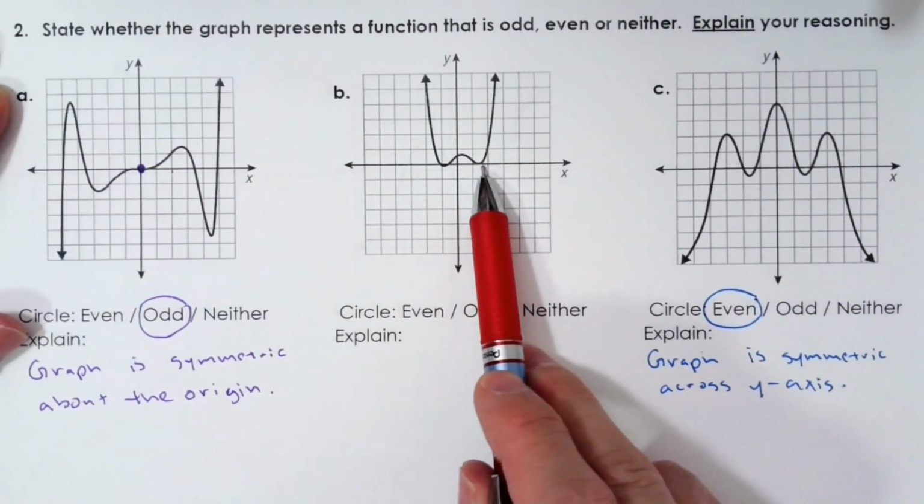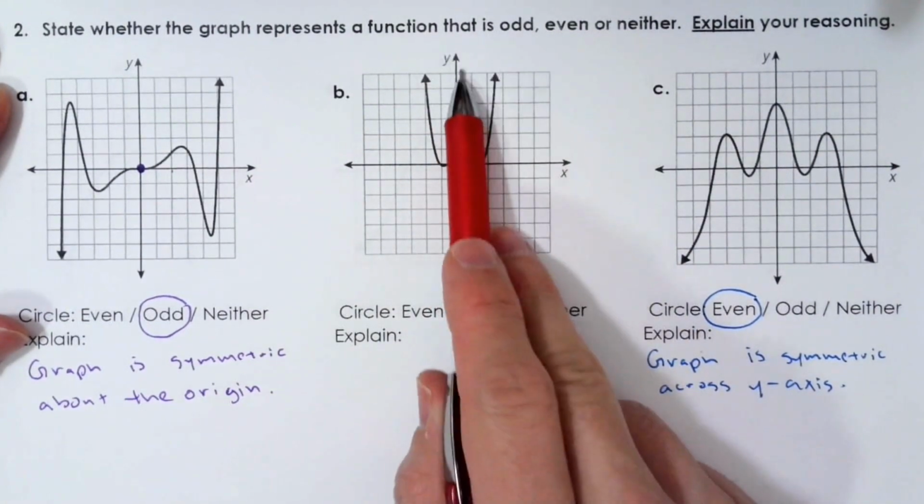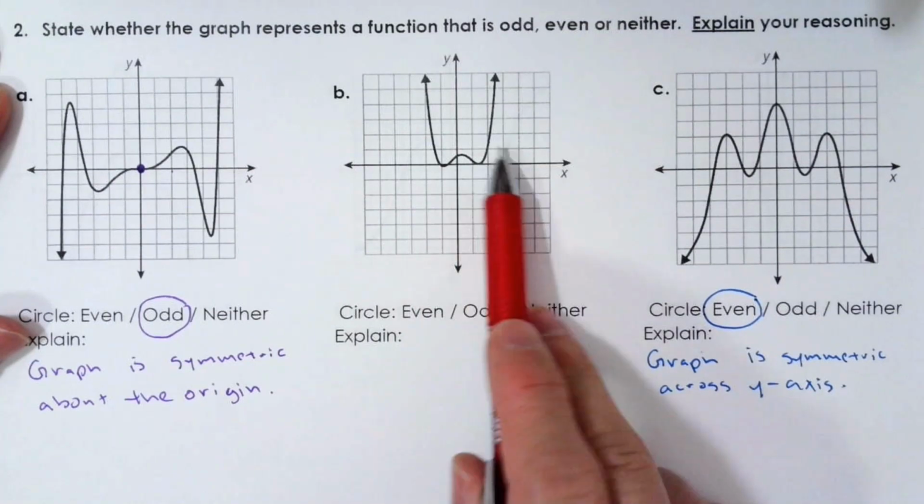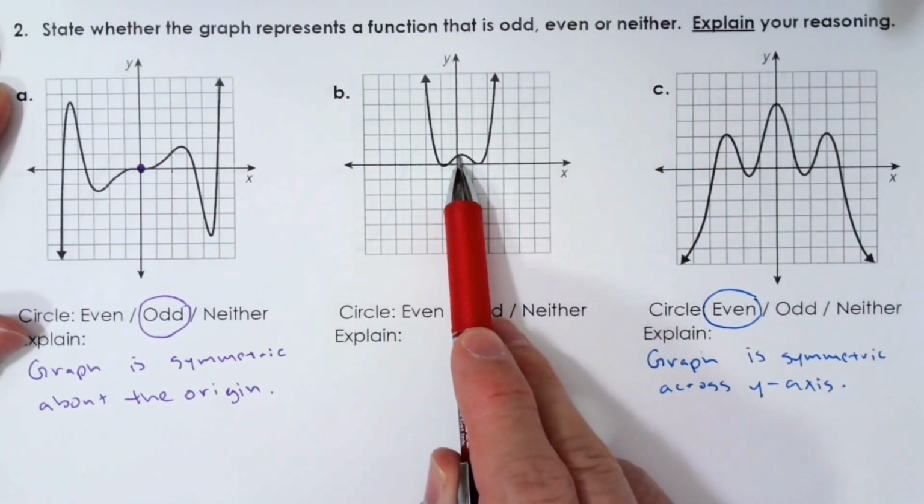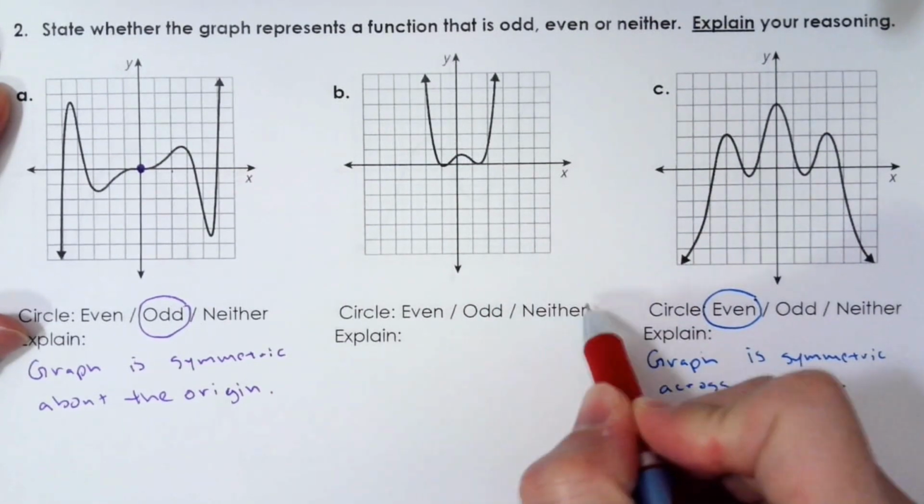Now, depending who printed your review for you, your version might have perfect symmetry across the y-axis, but this one does not. See how it's just a little bit off? It's not quite symmetric. Well, not good enough. That's neither.